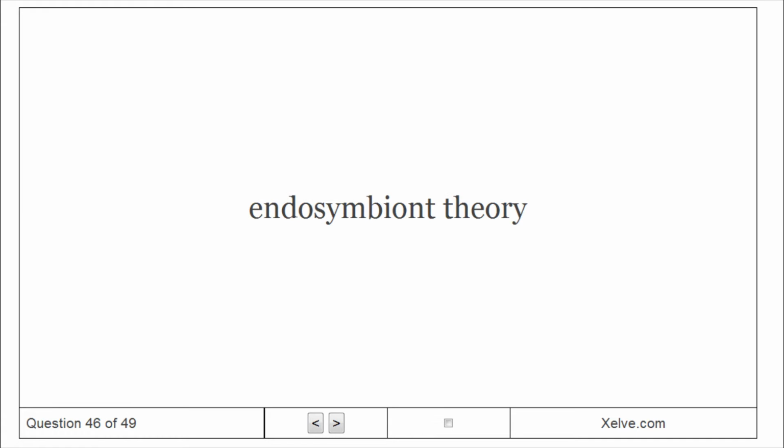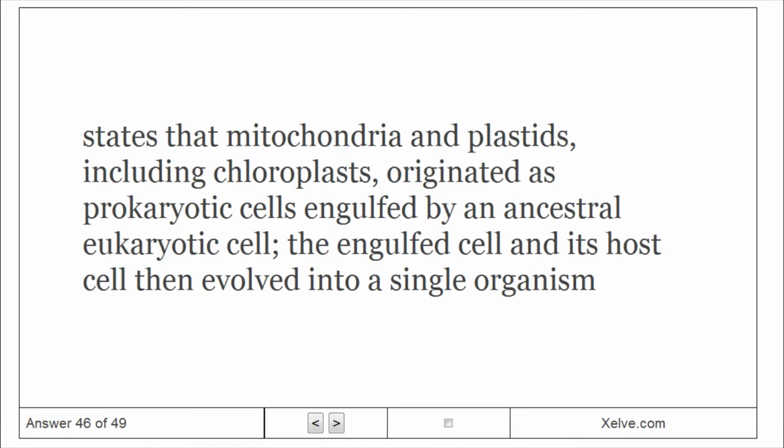Endosymbiont theory states that mitochondria and plastids, including chloroplasts, originated as prokaryotic cells engulfed by an ancestral eukaryotic cell. The engulfed cell and its host cell then evolved into a single organism.